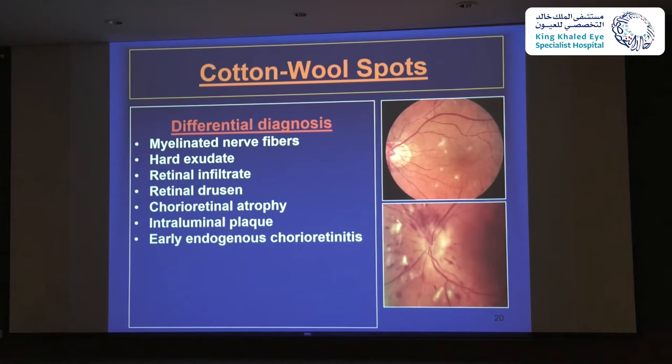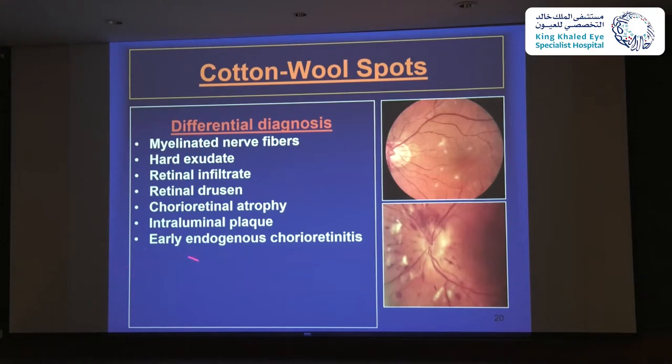Differential diagnosis is important for us. Myelinated nerve fibers, how can we differentiate? Simply, the nerve fiber layer has feathery changes and follows the nerve fibers. It is very thin and simple, and also on fluorescein angiography. We have hard exudates, and most of you know how to differentiate. Usually the hard exudate is deeper, in the outer plexiform layer and the outer nuclear layer. Retinal drusen, chorioretinal atrophy, intraluminal plaque, and early endogenous granulomatous lesions.